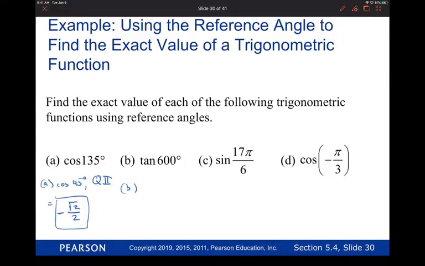What's the coterminal angle? How many revolutions did we do? 1. So what's the remainder? Hey Siri, what's 600 minus 360? 600 minus 360 is 240. Now, if that's 240, what quadrant are we in?